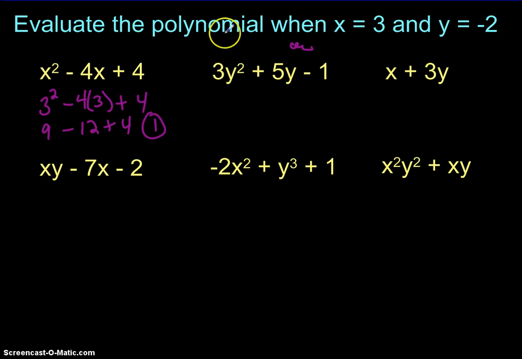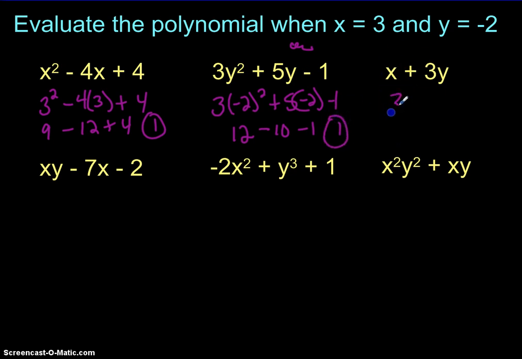Again, substitute, simplify. You've done this before. Negative 2 squared plus 5 times negative 2 minus 1. Remember, when I square a negative, I get a positive number. So that's going to be positive 4 times 3 is 12. Minus 10 minus 1. Again, 12 minus 11 is 1. Okay. Here, x is 3, y is negative 2. I get 3 minus 6, or 3 plus negative 6. That's going to be negative 3.